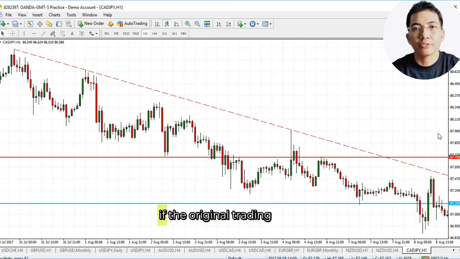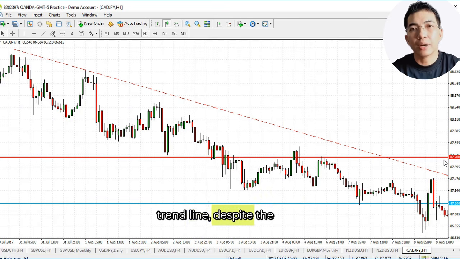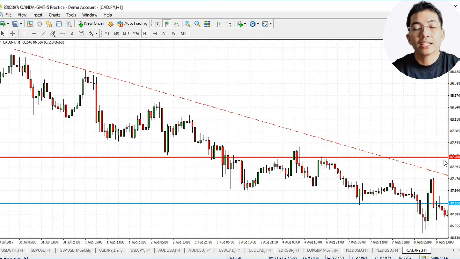Then we need to check if the original trading idea will be wrong in case the price hits the stop loss. The idea is to trade according to the current trend that is expressed by this trend line. So if the price breaks the trend line, of course my idea wouldn't be valid anymore. Now, I don't place the stop loss right after the trend line, because remember that the trend line, despite the name line, is an area, so I can expect that the price goes a few pips higher than this line.